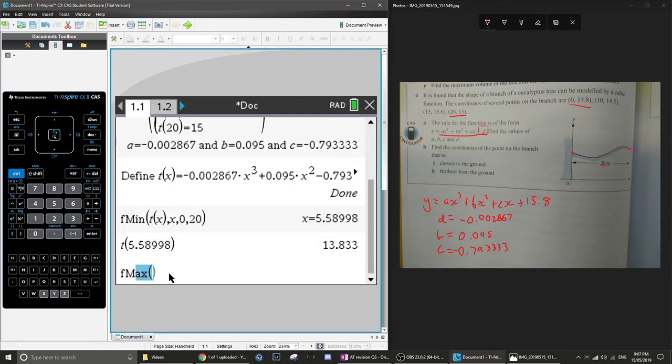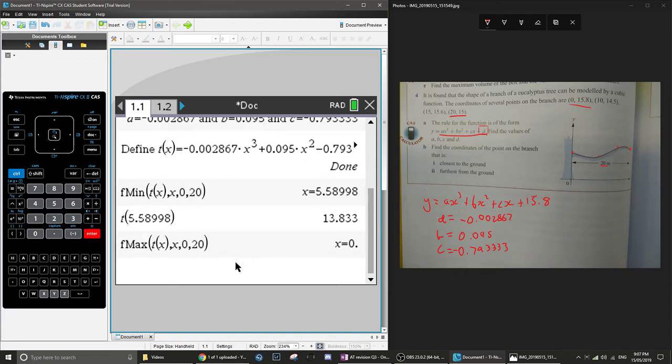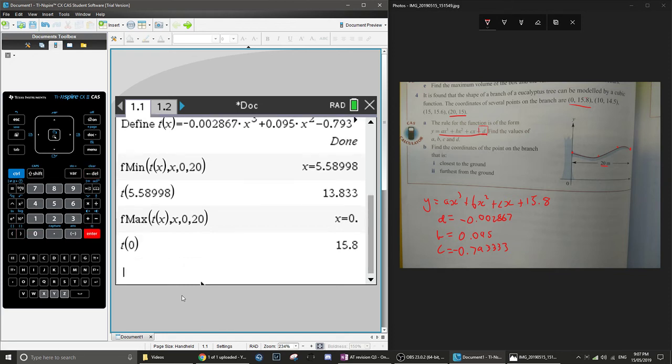Maximum, t of x. Find x between 0 and 20. Okay, and it gives us 0, so we're going to find t at 0, but we know that's our intercept 10.8. So that's that question.